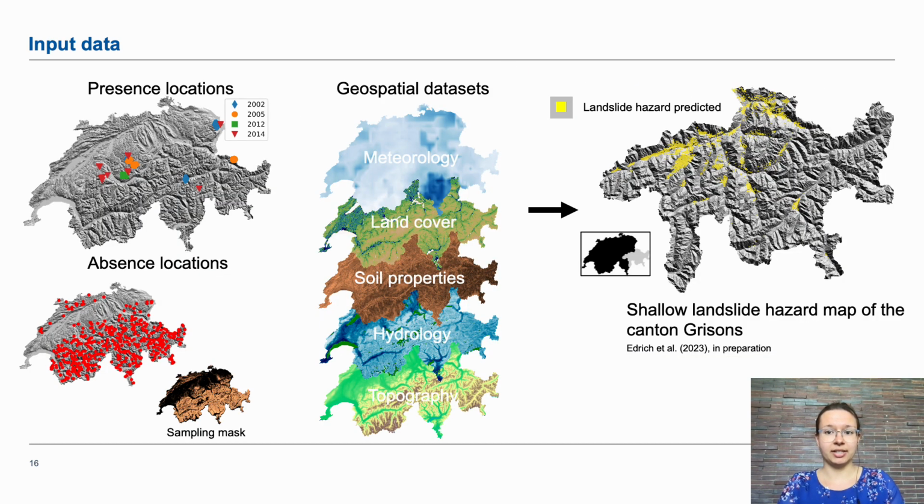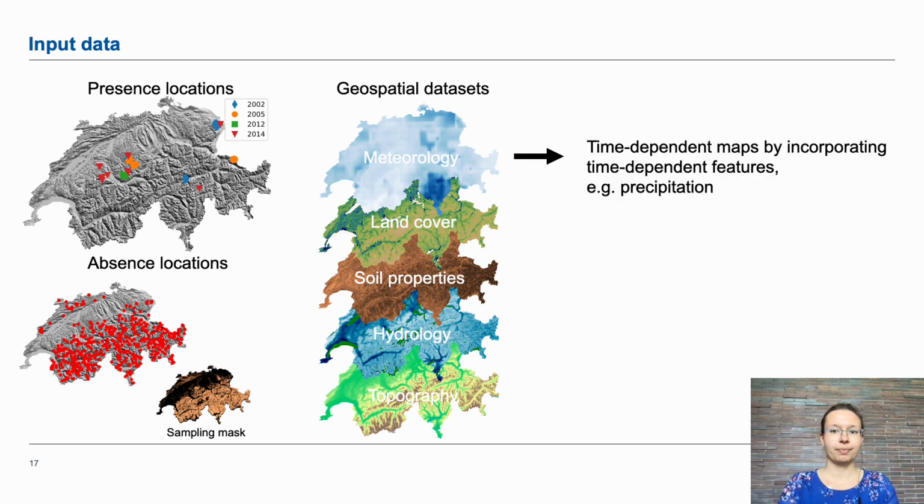For my test case scenario, this results in the hazard map here on the right. Areas in yellow indicate locations susceptible to slope failure. So far, what I've presented is time independent. All features are not subject to rapid changes, and therefore also the resulting hazard map is time independent.